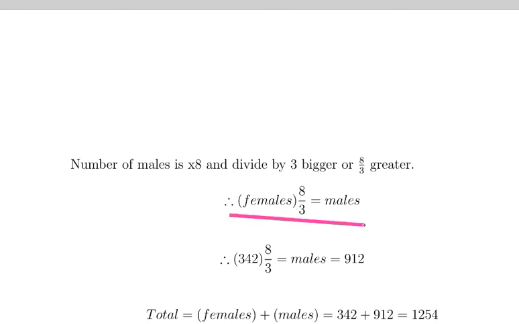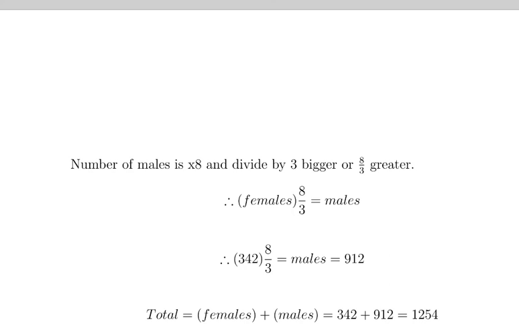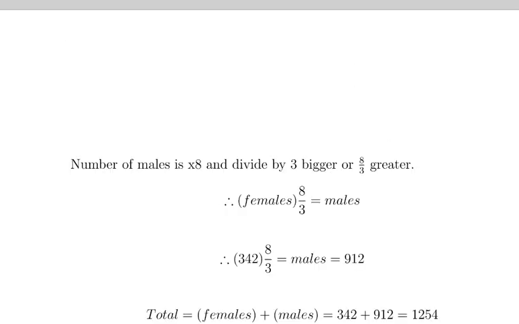Remember that there are multiple ways to do these problems. You do not have to follow my methods, but I'm going to suggest that we take the number of females, times it by 8/3, and it produces the number of males. And just to be aware, that is because there is 1 female for 8/3 number of males. I was able to produce that by simply dividing both sides by 3. And you can do that for any ratio. Say if this was 8 to 4, I would divide both sides by 4.